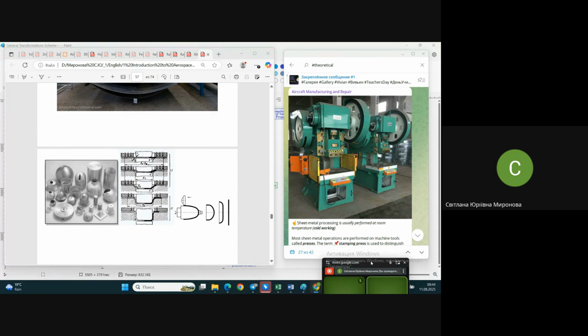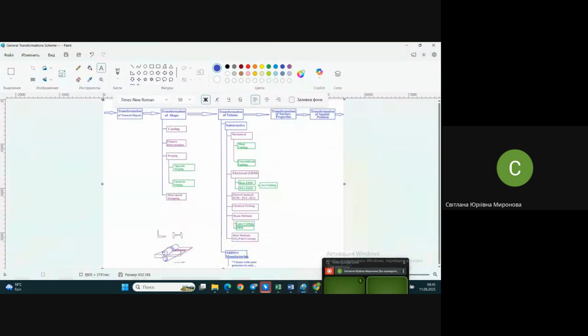We've been talking about sheet metal stamping, and sheet metal stamping, to remind you, in our diagram of general sequence of transformation, may be separated into transformation of shape and transformation of volume. Yesterday, we were talking only about deformative methods, methods of deformation in sheet metal stamping.